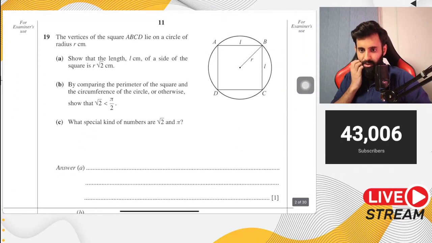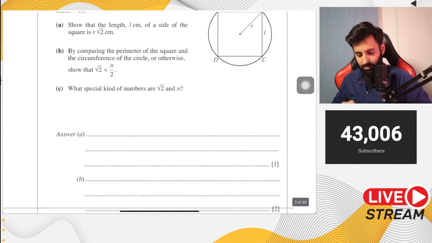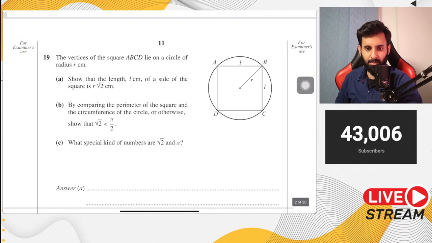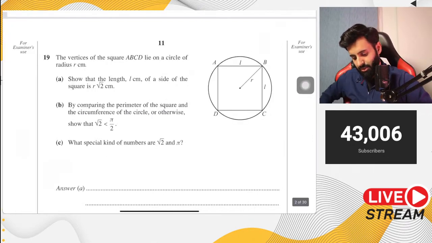Are topical past papers effective? So if you want to revise a particular topic, you should be doing topical past papers. But other than that, you should be doing yearly past papers. Okay? Yearly past papers are for like a holistic revision.